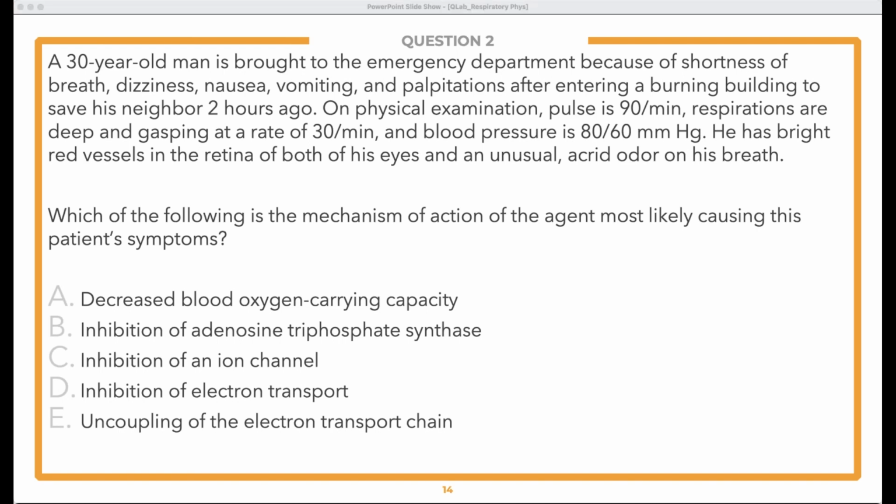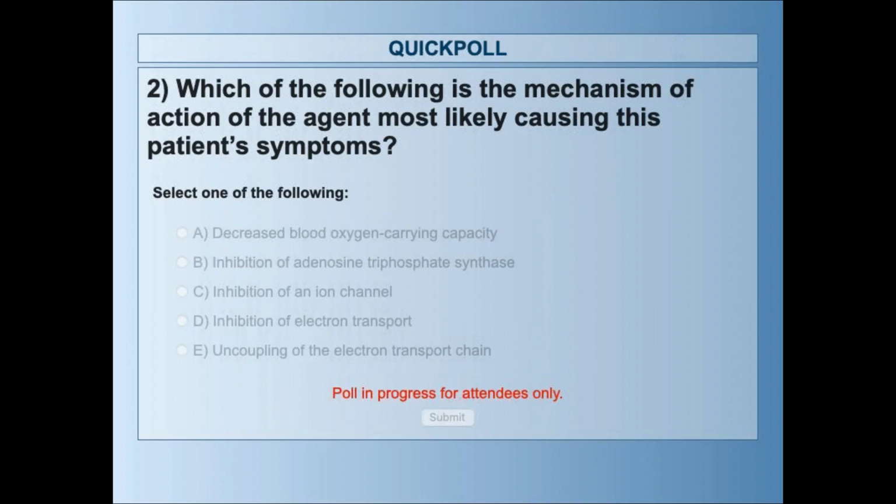Okay, we've launched the poll. So again, a lot of information, a lot of data points for you to process. Which of the following is the mechanism of action of the agent most likely causing this patient's symptoms?